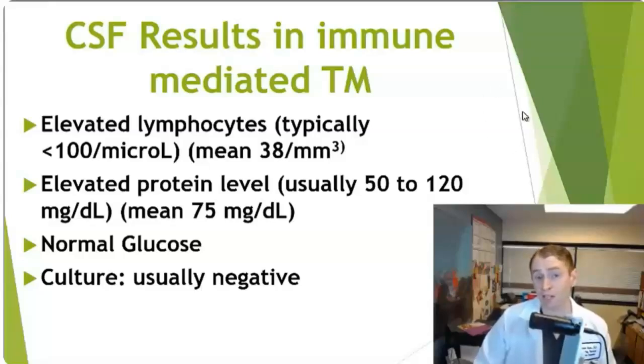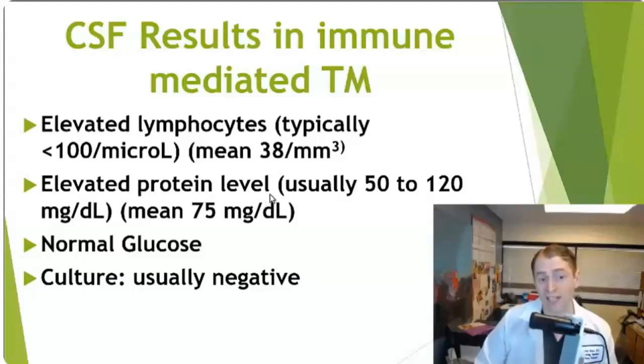Often we have to do a spinal tap to try to figure out the cause, and these are the typical findings in immune-mediated transverse myelitis. In other words, in diseases such as multiple sclerosis or post-infectious or post-vaccination transverse myelitis. Generally, there's an elevation of lymphocytes, a subclass of white blood cells. Normally, there are less than 5 per microliter. In this study, in immune-mediated transverse myelitis, there was an average of 38 per microliter. In diseases such as multiple sclerosis, it's usually a little bit lower, such as 5 to 15.